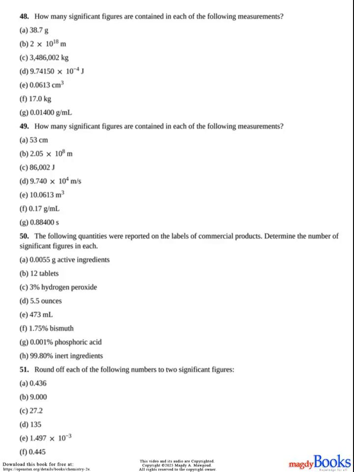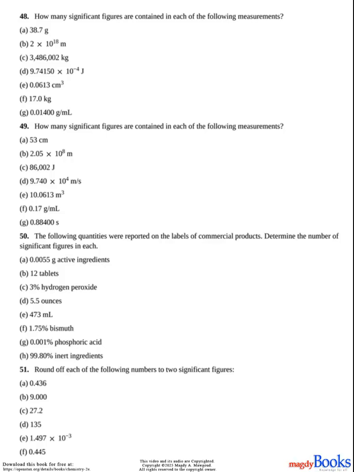50. The following quantities were reported on the labels of commercial products. Determine the number of significant figures in each. A. 0.0055 gram active ingredients. B. 12 tablets. C. 3% hydrogen peroxide. D. 5.5 ounces. E. 473 milliliters. F. 1.75% bismuth. G. 0.001% phosphoric acid. H. 99.80% inert ingredients.